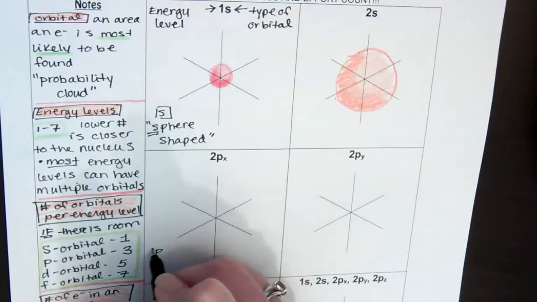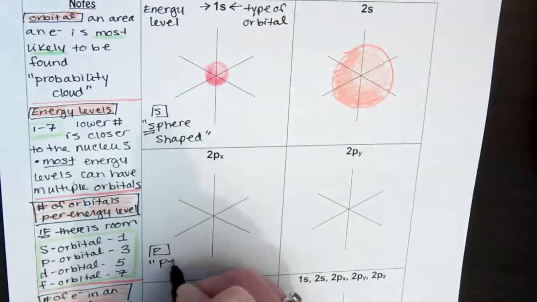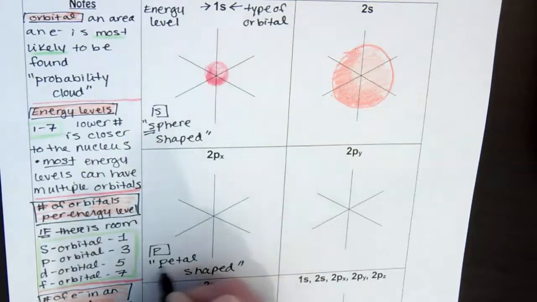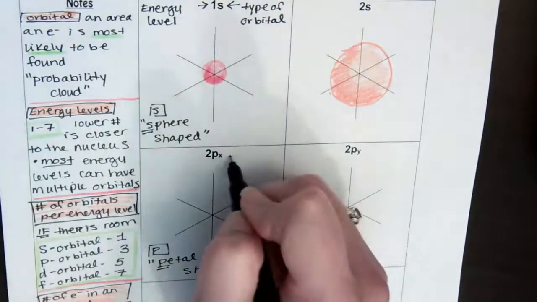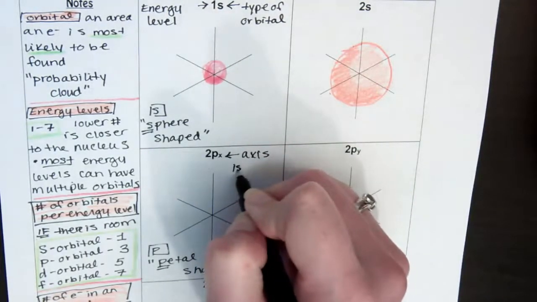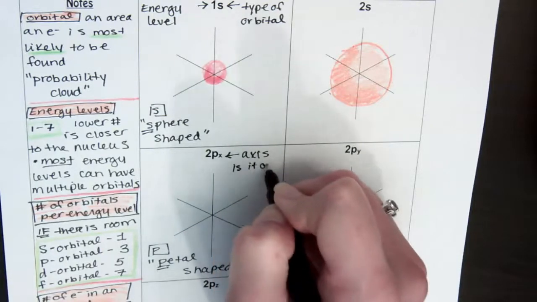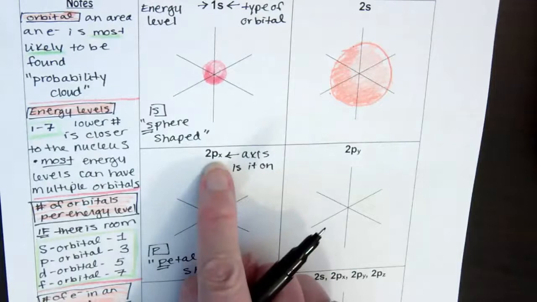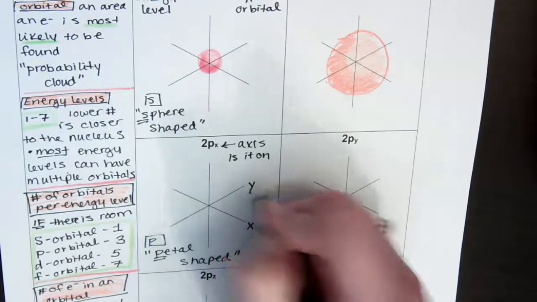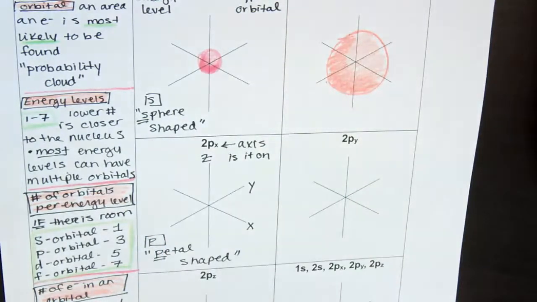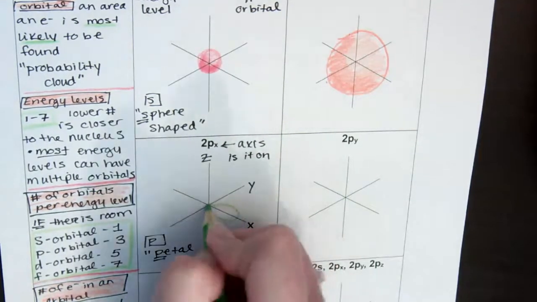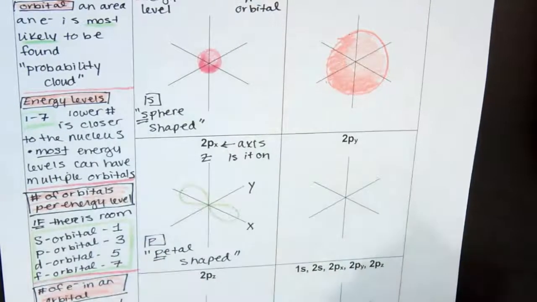So this is the second energy level, P-shaped. I was always taught that it's petal-shaped, like flower petals. And this little subscript here is telling you which axis it's on. So this is going to be lined up on the x-axis. So it doesn't matter which one is which, X, Y, and Z, but label them so people know. It's going to look like two flower petals that connect with each other in the center.